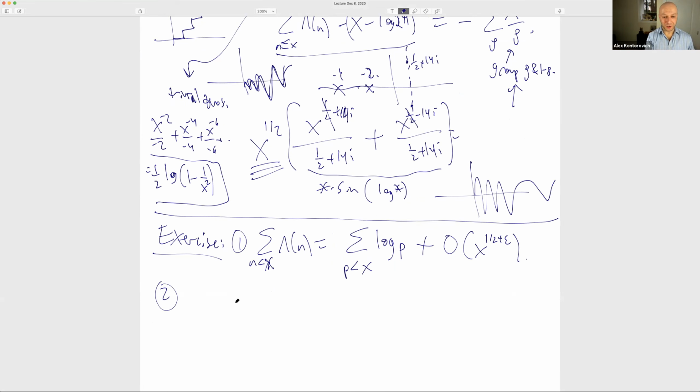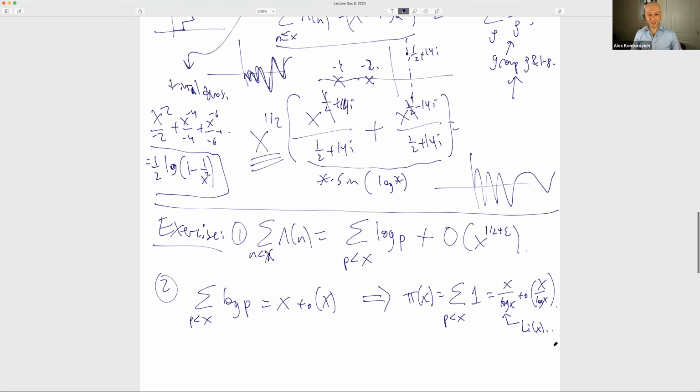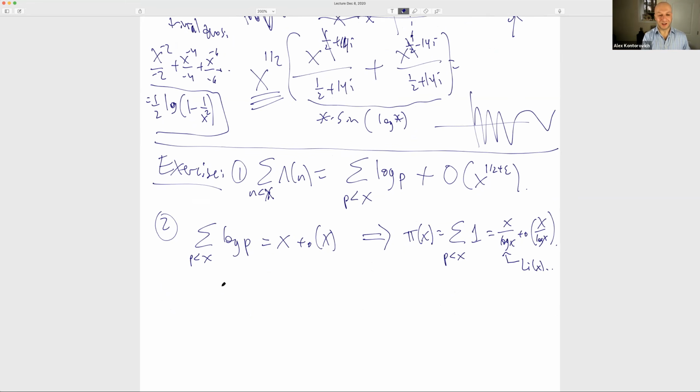Another exercise is that this function, the sum over the primes of log p, is asymptotic to x if and only if, but all we care about is the one direction, the prime counting function, which is the sum over primes less than x of 1 instead of log p, is asymptotic to x over log x plus little o of x over log x. Okay, and of course you should do much better here. You should really do the logarithmic integral. But this is a very standard, easy exercise. Let me give you a hint. It's just summation by parts, partial summation.